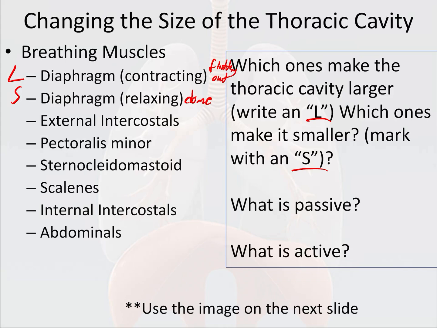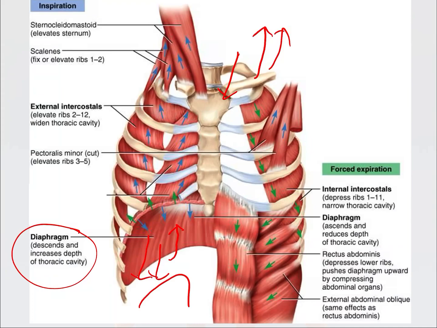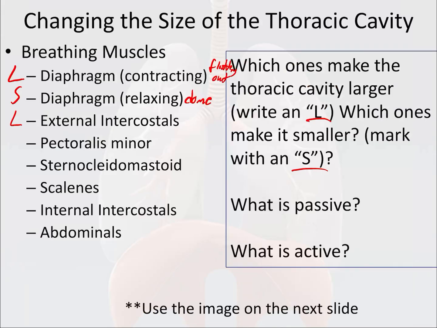Okay, that's the muscles that we need. External intercostal muscles lift the ribs up, so those make the rib cavity larger. Pectoralis minor muscle, we can see it right here. That one elevates the ribs as well, so that one's going to be larger.